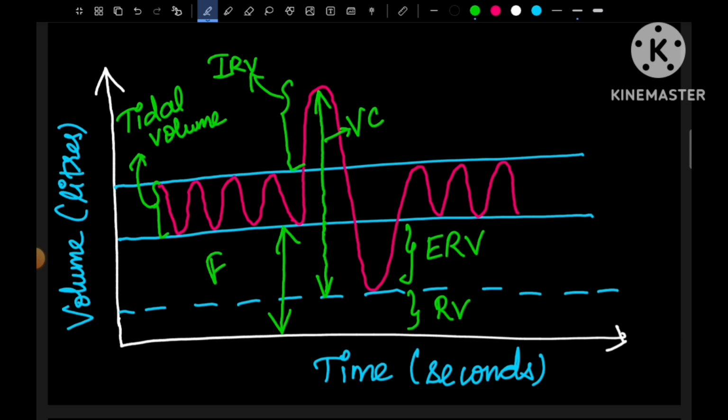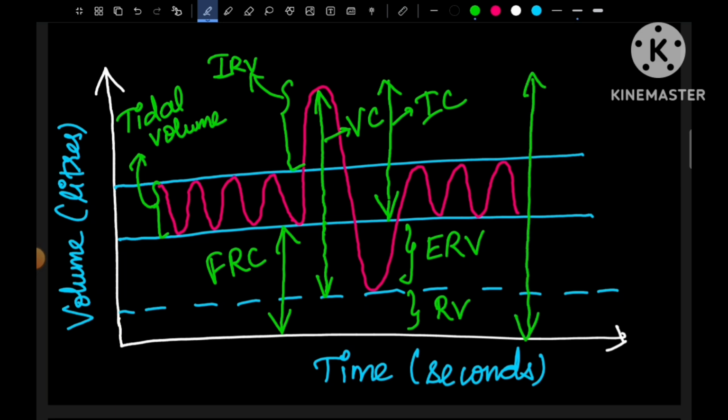FRC, which is nothing but the functional residual capacity. Next, one more is, see, just exclude the ERV from this vital capacity. This will give rise to something called IC, that is inspiratory capacity. And next, include all. This is nothing but the TLC, that is total lung capacity.